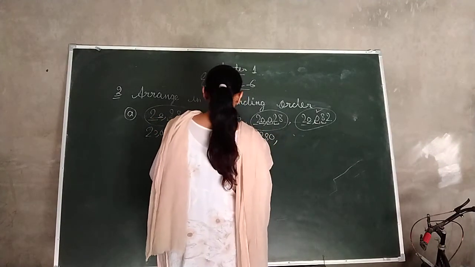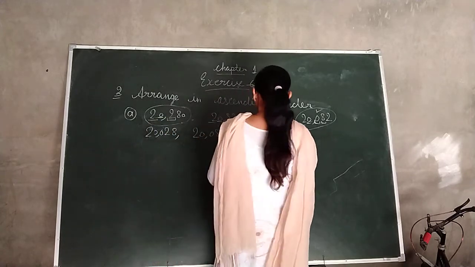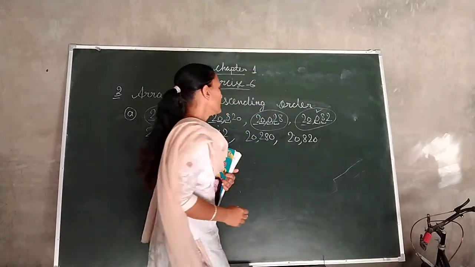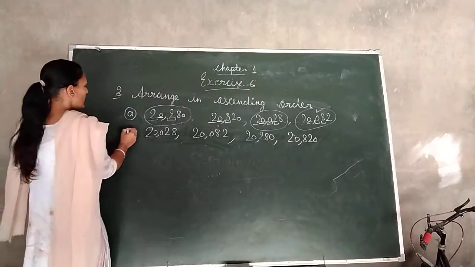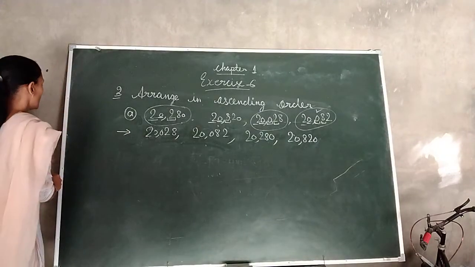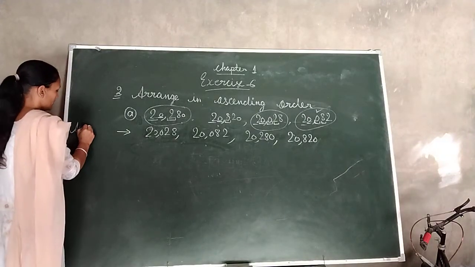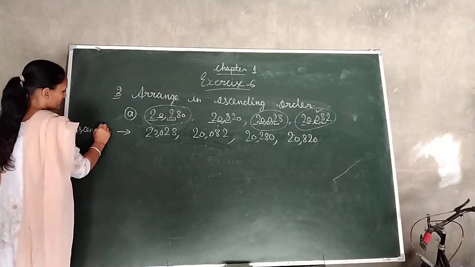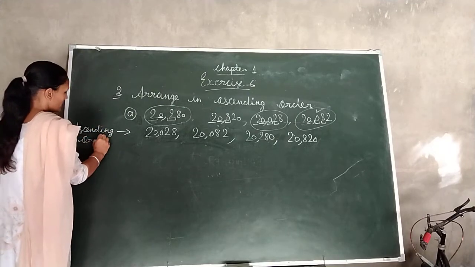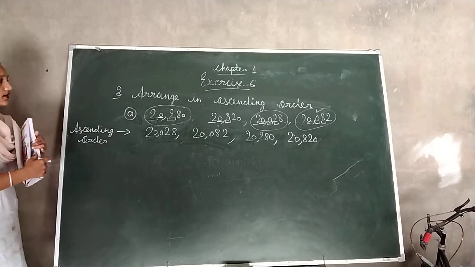20,280. Next we will write 20,820. So now we have this series and this is in ascending order. These numbers are in ascending order.